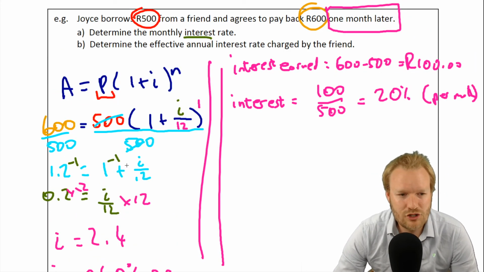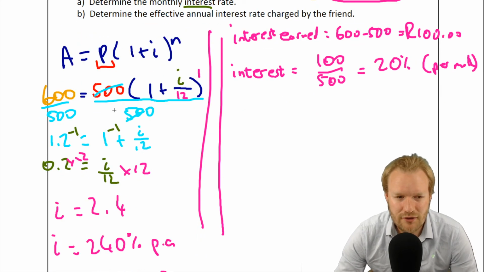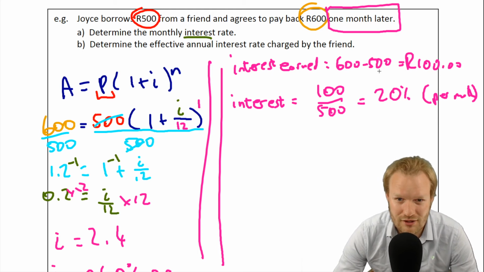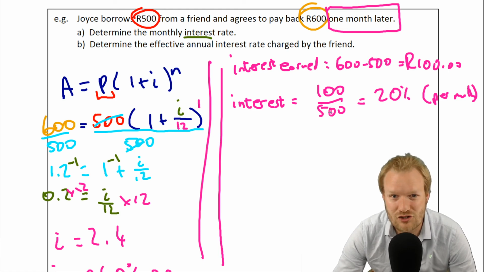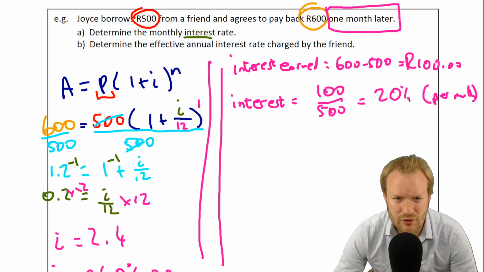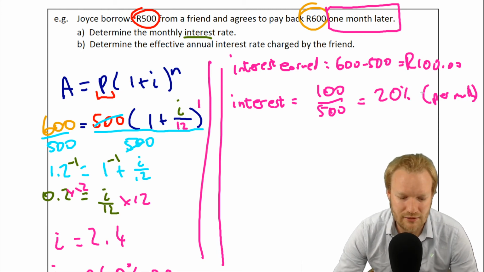All right, I'm in two minds because this first method fits in with what we've been doing so far. But the second method feels like if you're not on top of it, then you're not on top of it. 600 minus 500, so we get 100 Rand interest on the original 500. It's so easy to maybe have said 100 over 600. It's 20% per month. Okay.